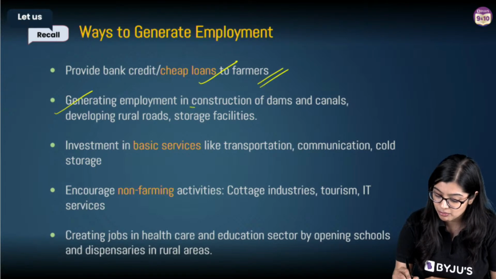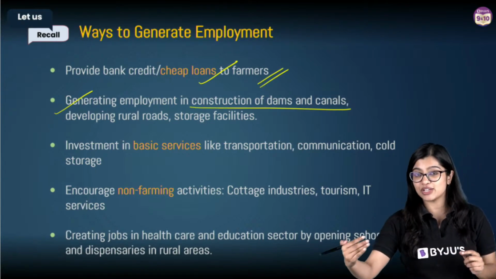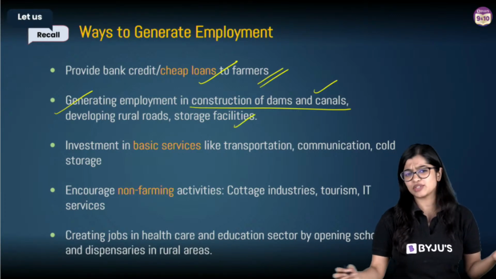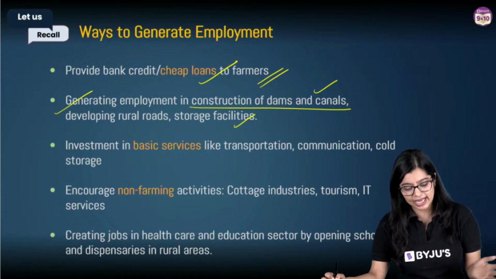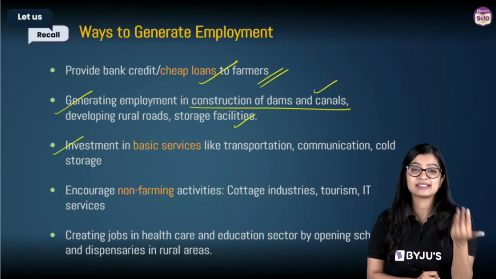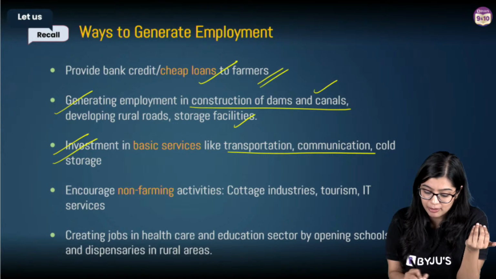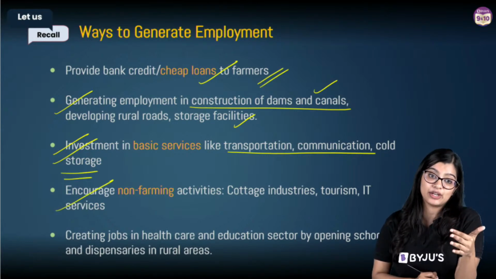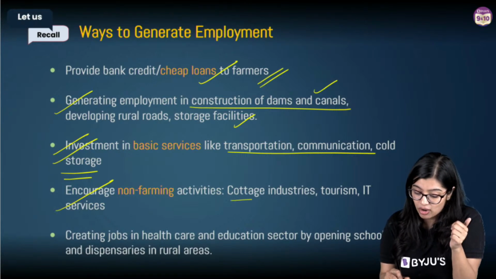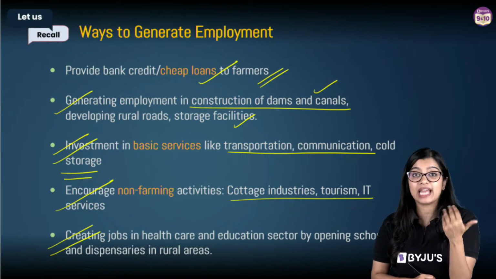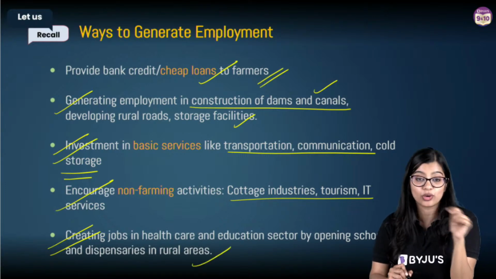Of course, providing daily wage work for construction, building roads and storage facilities, right? Bringing in industries is also a point. Investing in basic services like transportation, communication, cold storage. Tourism is also very good. That is basically non-farming activities like cottage industries, tourism, IT, and so on. And creating jobs in the healthcare and educational sector in the rural areas.